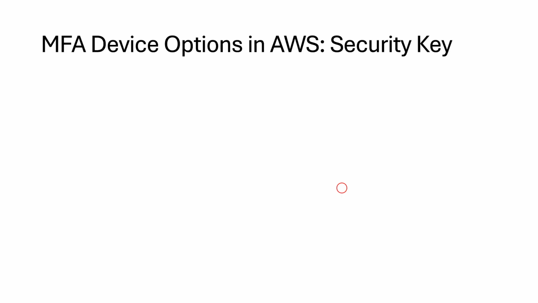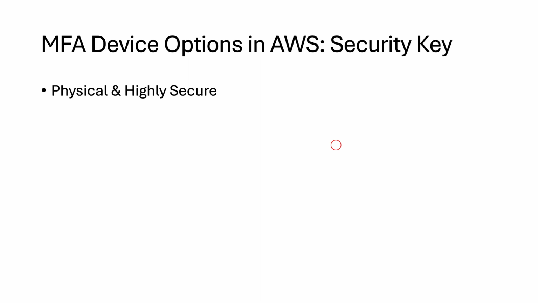And moving on to the next slide, that is MFA device options in AWS: security key. Now we are going to discuss physical MFA devices. Earlier we have seen virtual MFAs, those are nothing but apps which are generating codes for you. But now we have to use some physical device. Usually these physical MFA devices, since they are physical, are highly secure.